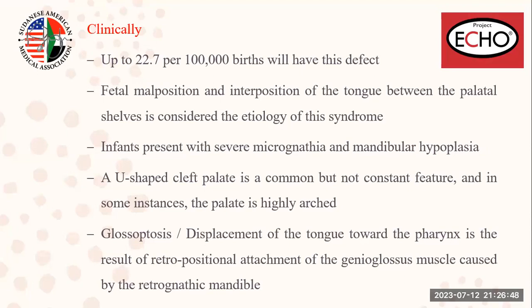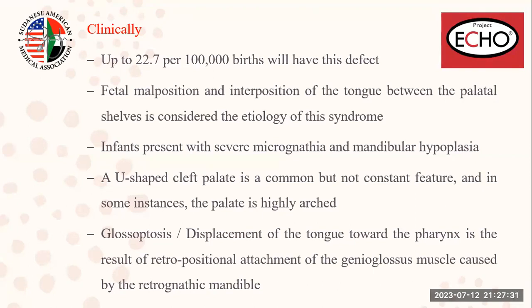The fetal malposition and interposition of the tongue between the palatal shelves is considered the etiology of this syndrome. So during development, before the palate is developed, the tongue will be in a very high position between the two palatal shelves. And when the time for the palate to form comes, the tongue usually is depressed down. So the palatal shelves come from both sides and meet right in the middle, forming the palate. But in this case, Pierre-Robin sequence, there is a failure in the palatal shelves meeting in the middle, and the tongue will stay in its high position.